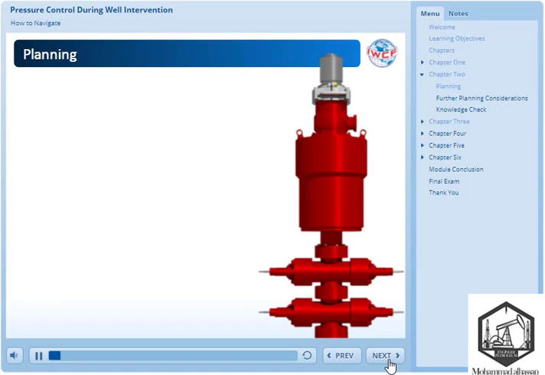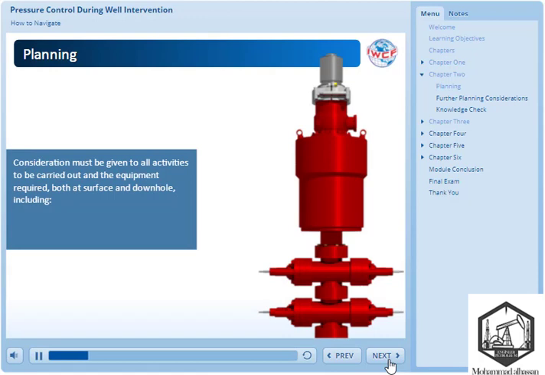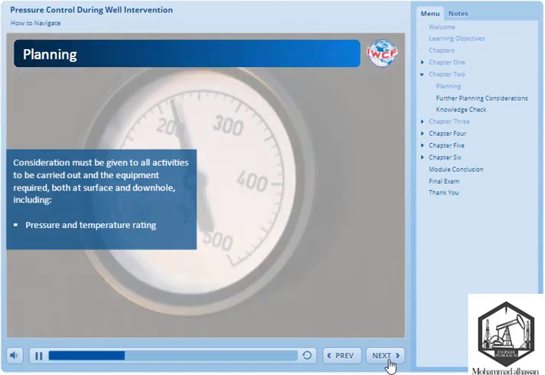Throughout the operation, well control must be maintained. Therefore, at the planning stage, consideration must be given to all activities to be carried out and the equipment required, both at surface and downhole, including pressure and temperature rating of the equipment, which must be suitable for the environment in which it will be used.